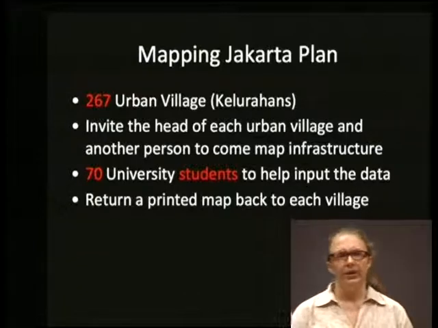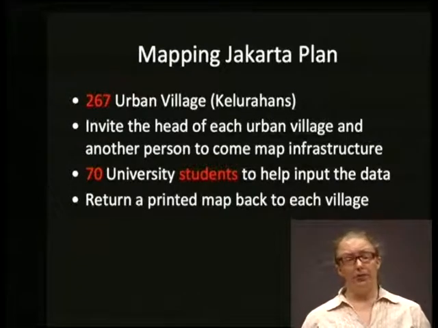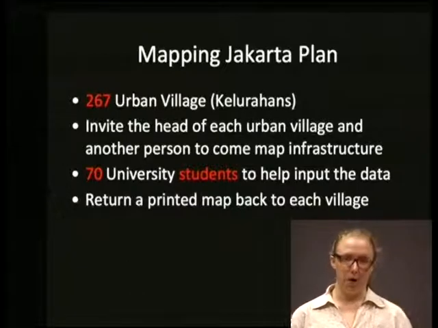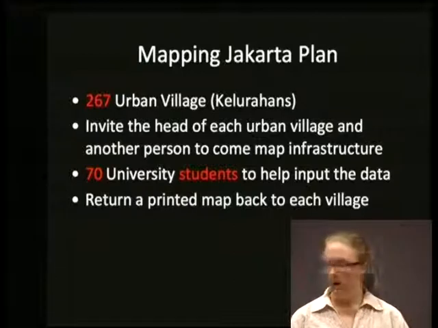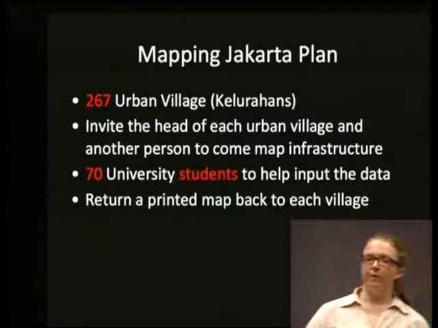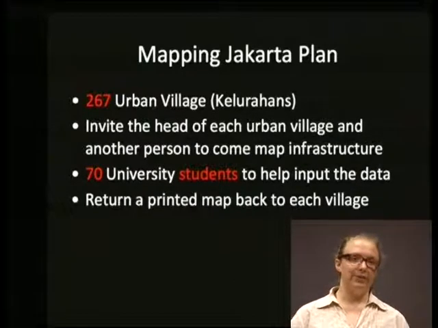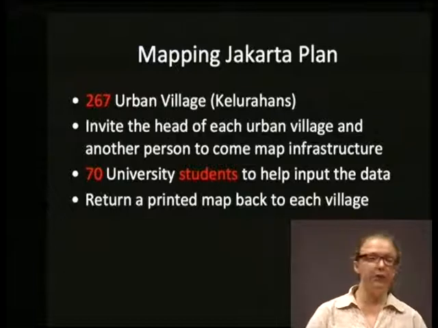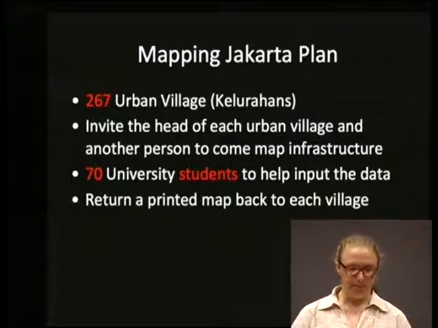And the idea was, well, the problem is Jakarta is extremely prone to flooding. It's essentially on top of a swamp, and it's slowly sinking. So could we invite the head of all 267 of these urban villages and ask them where stuff was, basically, and have university students help enter that data?